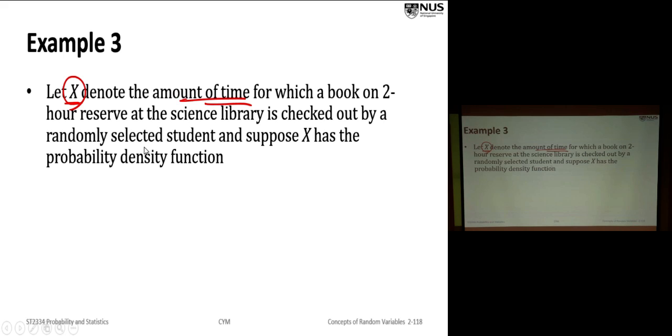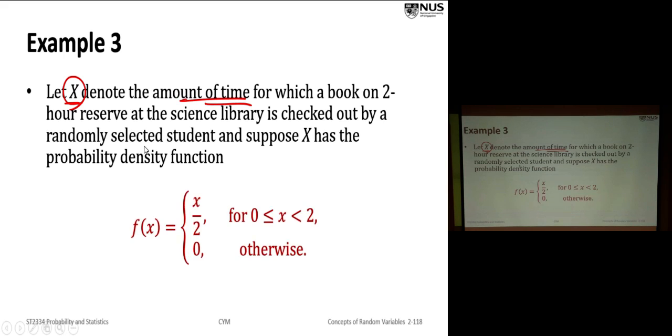Now the next question, after you have defined what x is, is what is the PDF of x? Or probability function of x, depending on whether it's continuous or discrete. For this case, because we're talking about time, time is usually continuous. All right, so f of x is given by x over 2 whenever x is between 0 and 2, and it's 0 otherwise. All right? Why 2?